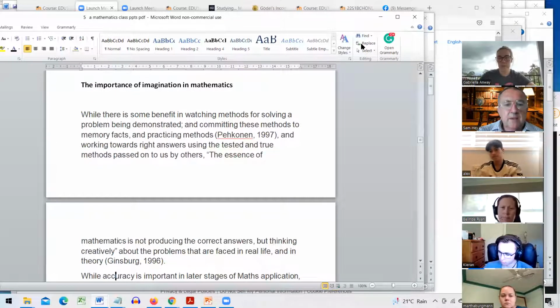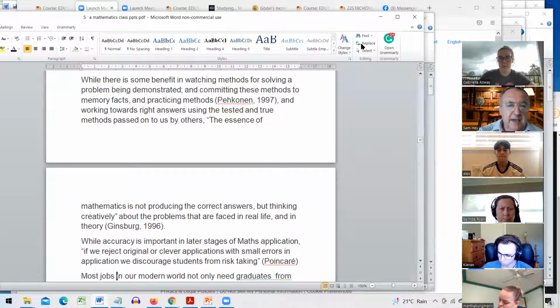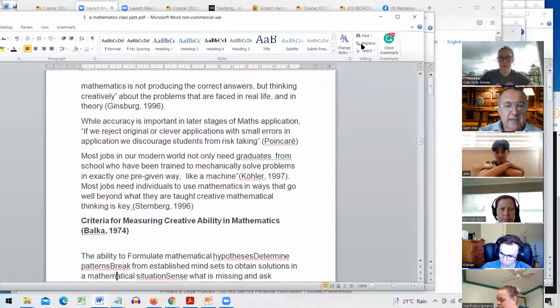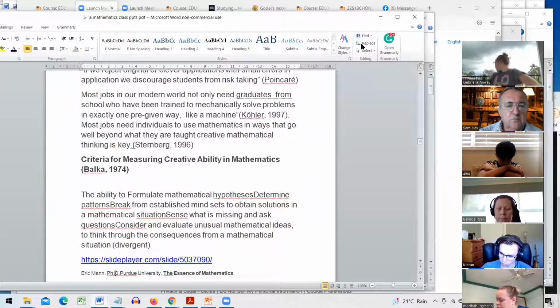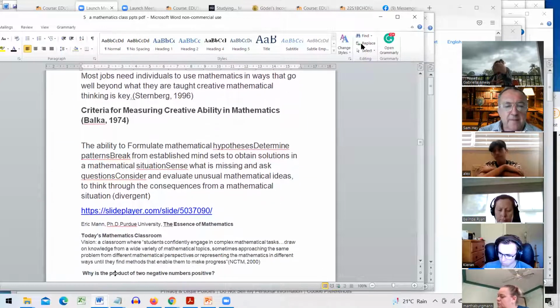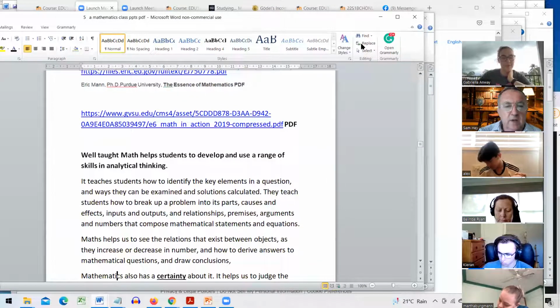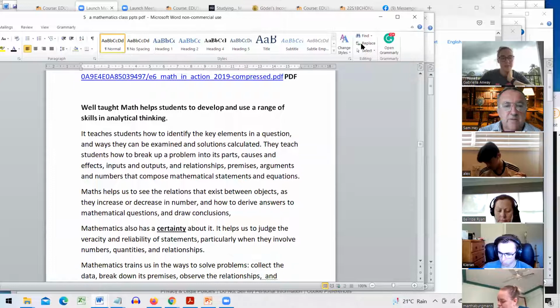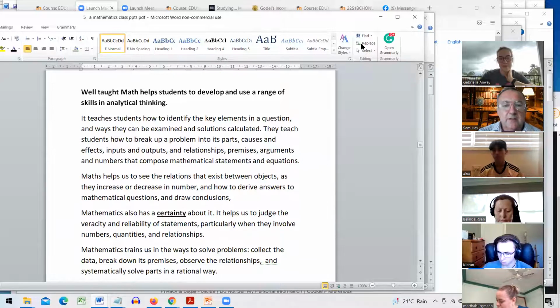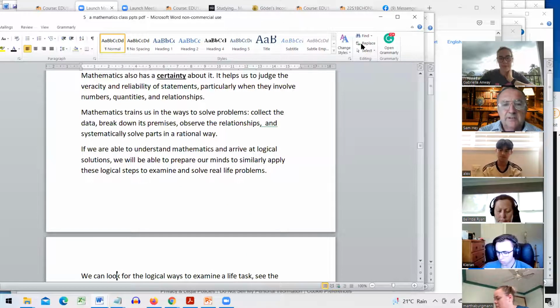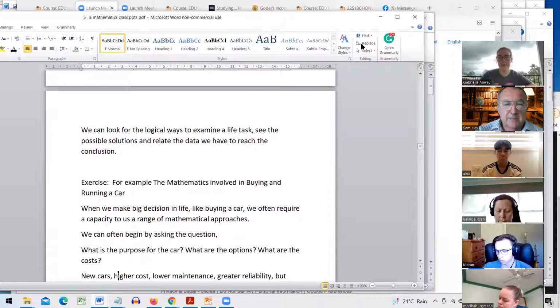We've said before, recognize the importance of imagination in maths. So it's not just about getting the correct answer, being like a robot. There are opportunities to think, how does it work? And maths is used in art and art galleries. Maths is used all around the world in creating new activities and every area that we're involved in. Well-taught maths helps students develop and use a range of skills in analytical thinking. Maths also has a certainty about it, so we can judge the veracity and reliability of statements in maths.